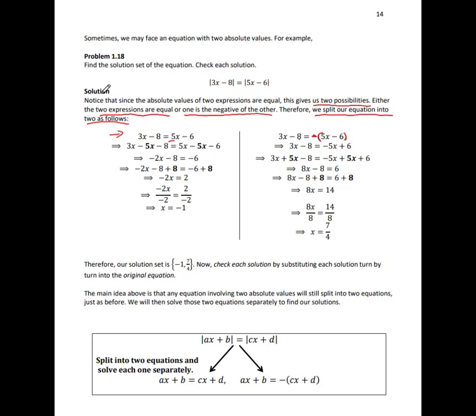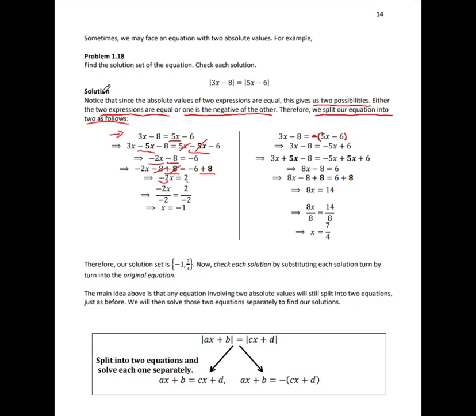First I'm going to be moving the 5x to the left. So subtract 5x from both sides. The 5x will cancel on the right. The left hand side becomes 3x minus 5x, which is negative 2x, minus 8 equals negative 6. Now the next step is to move 8 to the right hand side. So let's add 8 to both sides. Adding 8 to both sides cancels the 8's on the left, and the right hand side becomes negative 6 plus 8, which is 2.